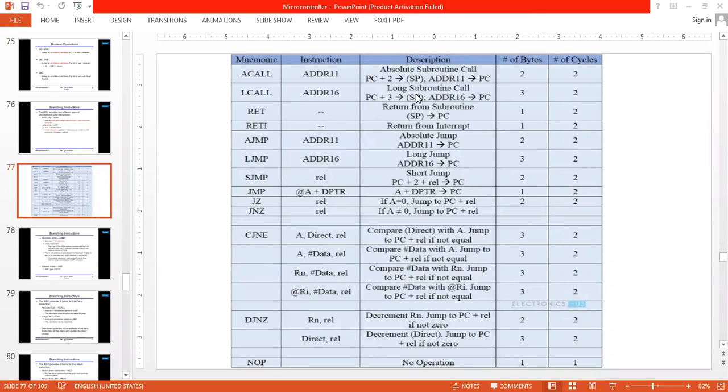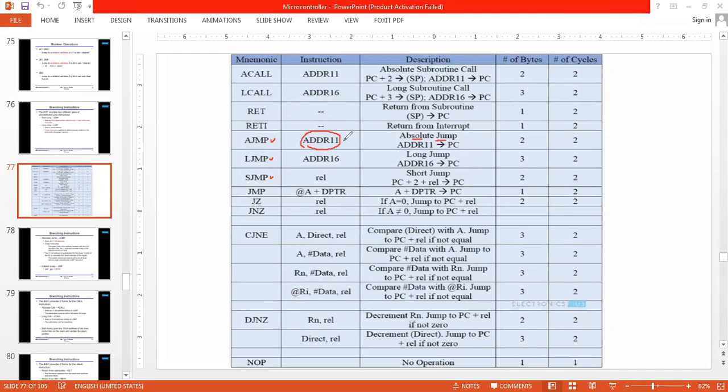We have seen LJMP, SJMP. Then one more was there, AJMP. AJMP stands for absolute jump. Here also it is the same operation, but the address size is going to be different. Only an 11-bit address is going to be written here.